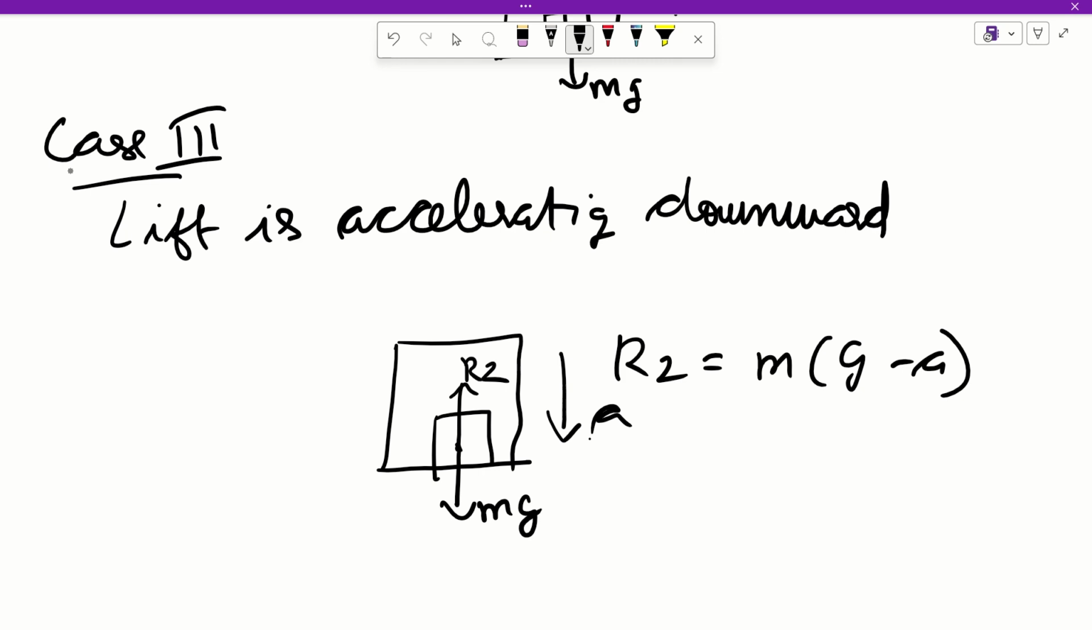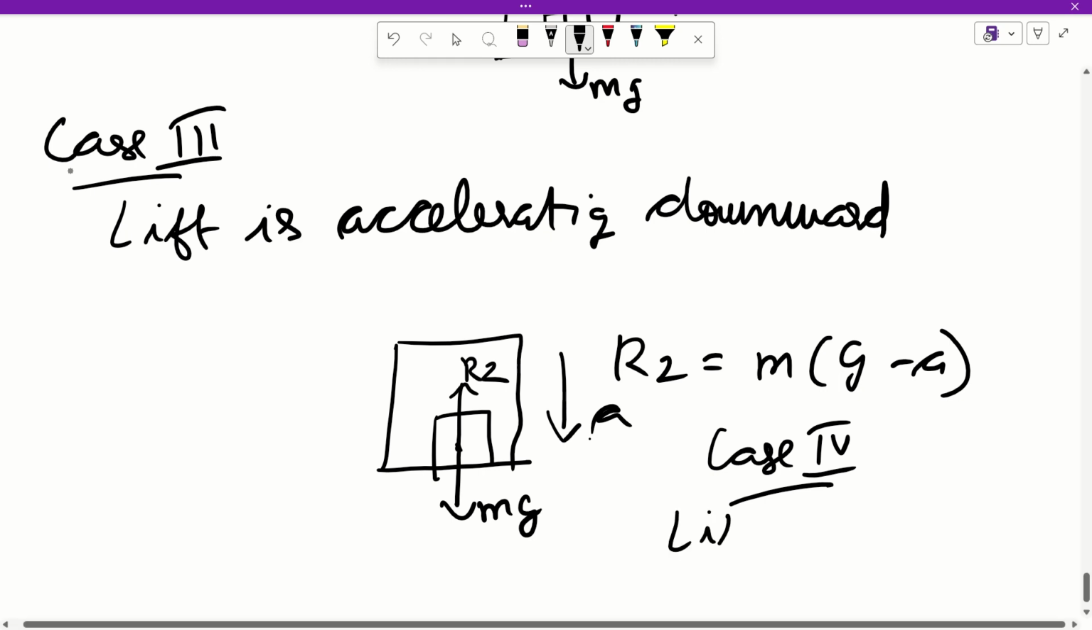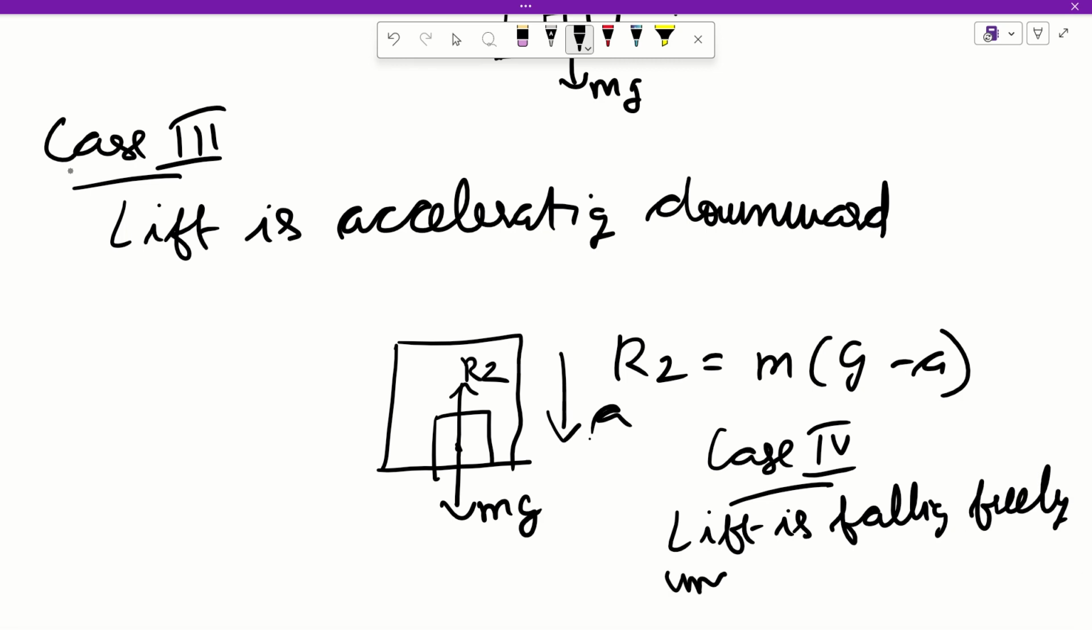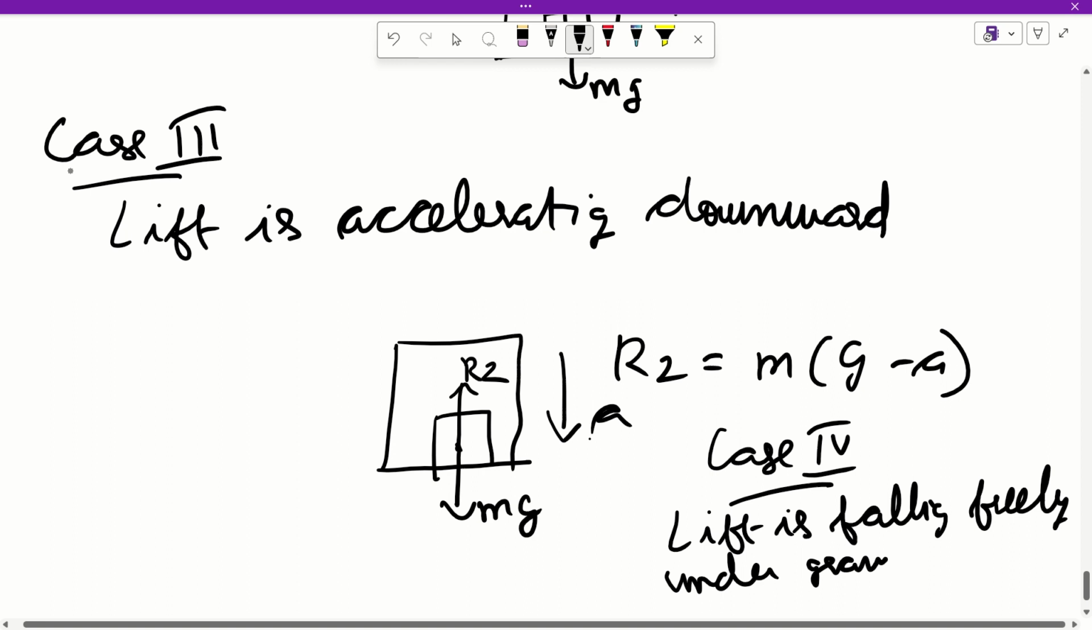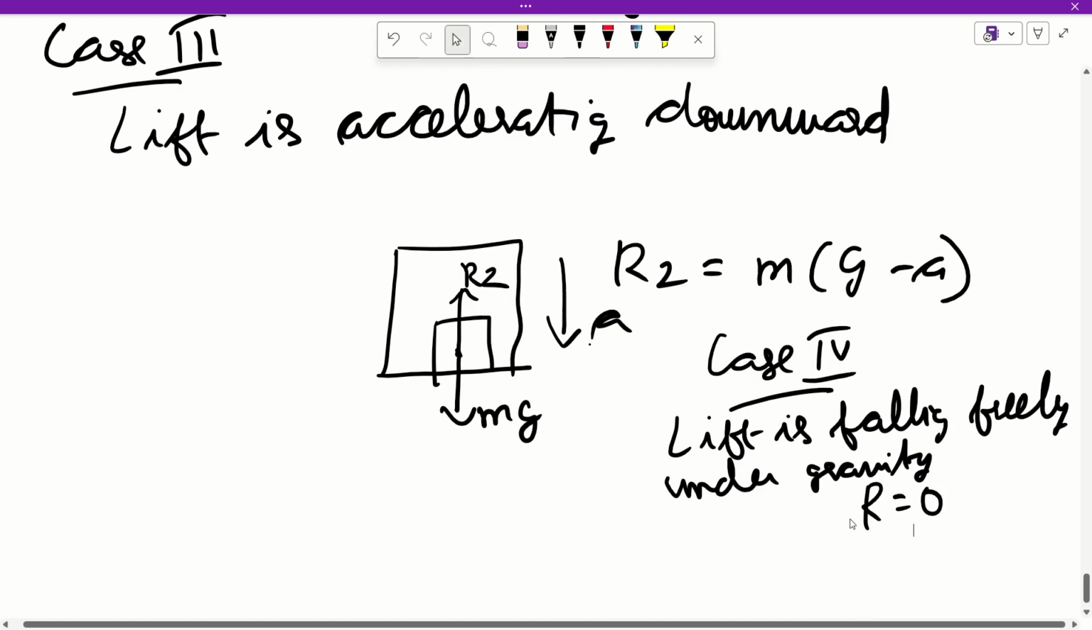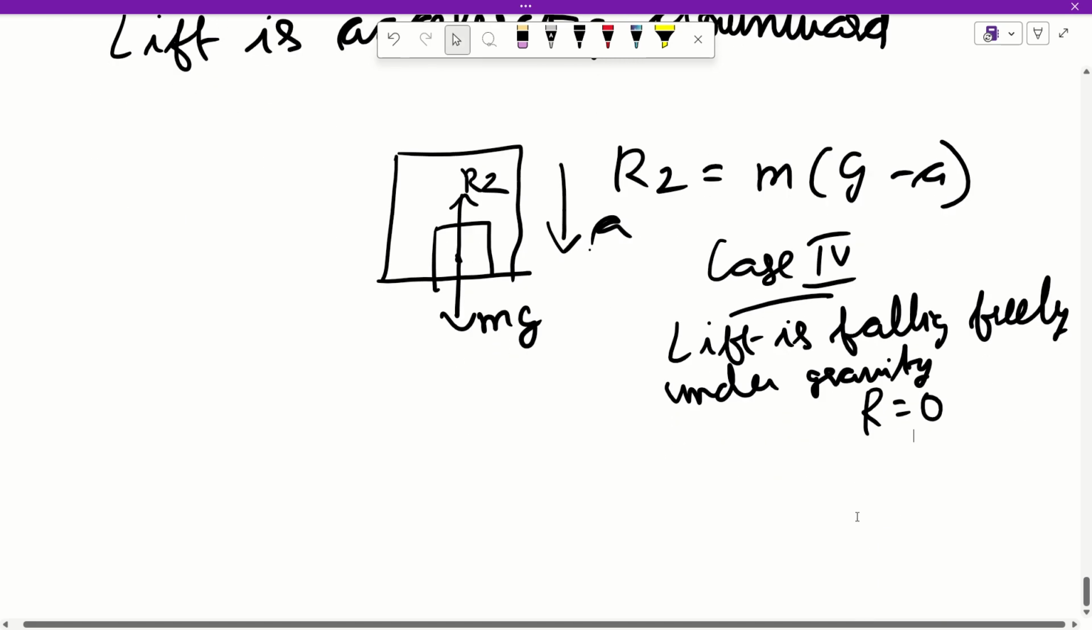Then the last case, case 4: when the lift is falling freely under gravity. In this case the apparent weight of the body R equal to 0. The apparent weight of the body becomes 0.